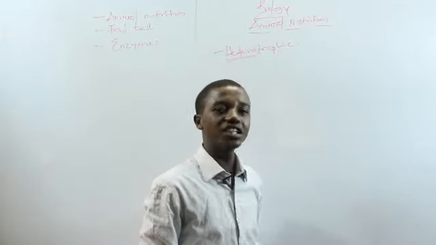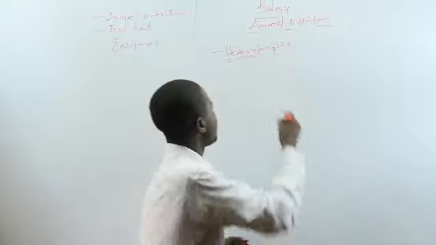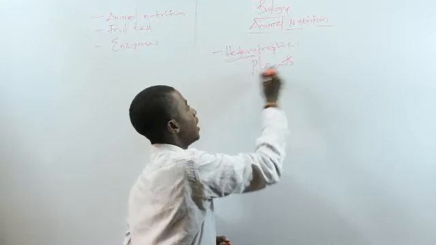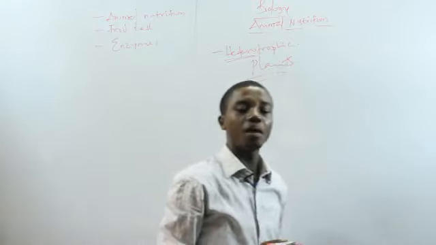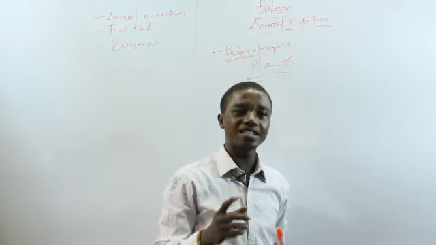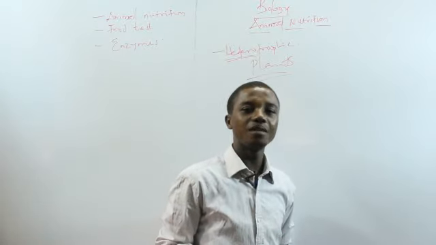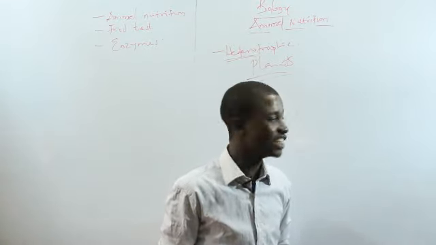Now, what other organisms do animals depend on for food? The answer is not far-fetched. It is basically plants. Plants are the primary producers in nature. Animals are consumers in nature.